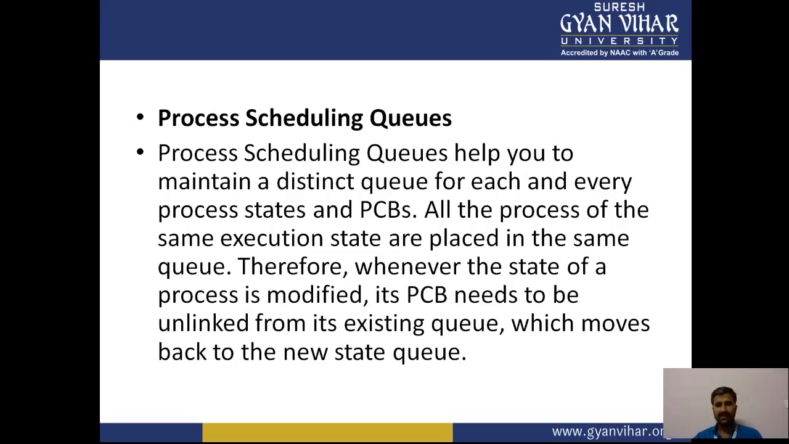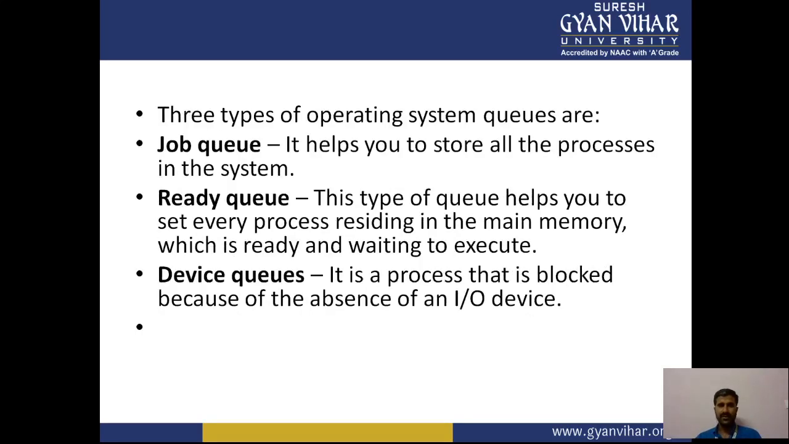Therefore, whenever the state of a process is modified, its PCB, the process control block, needs to be unlinked from its existing queue, which moves it from the previous queue to the new state queue. So this is all about the scheduling queue.